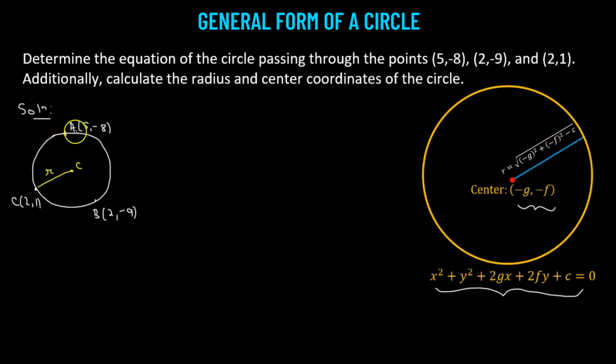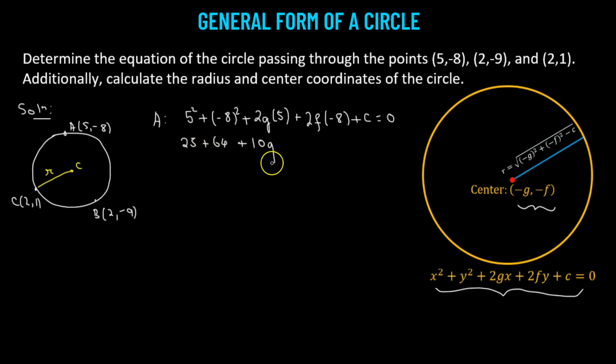Now, since the circle is passing through the point A, this means the point lies on the circle, or in other words, it is going to satisfy the general equation. That means all we have to do is replace the value of x with 5 and the value of y with -8. So we get 5 squared plus (-8) squared plus 2g times 5 plus 2f times -8, plus c equals 0. Now we can rewrite the equation to get 25 plus 64 plus 10g minus 16f plus c equals 0. So this becomes 10g minus 16f plus c equals -89. Let's label this as equation number 1.